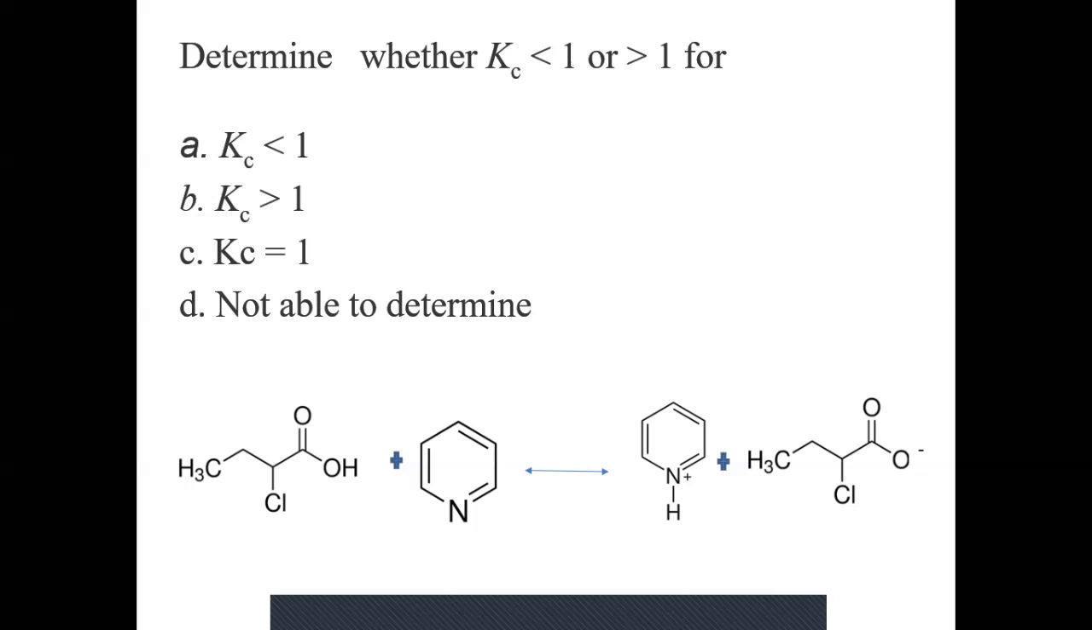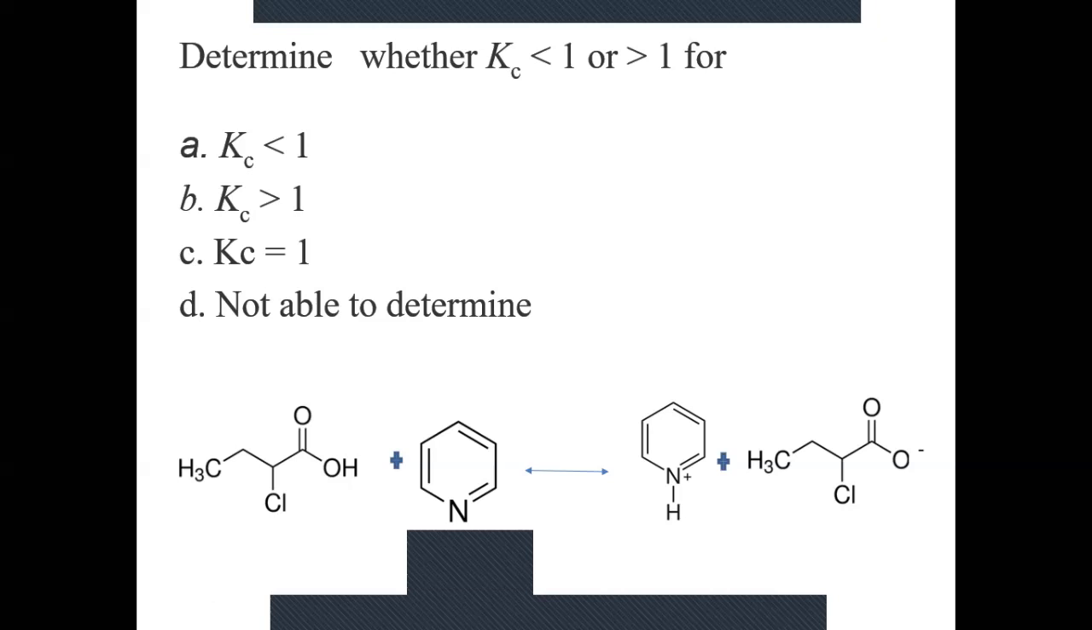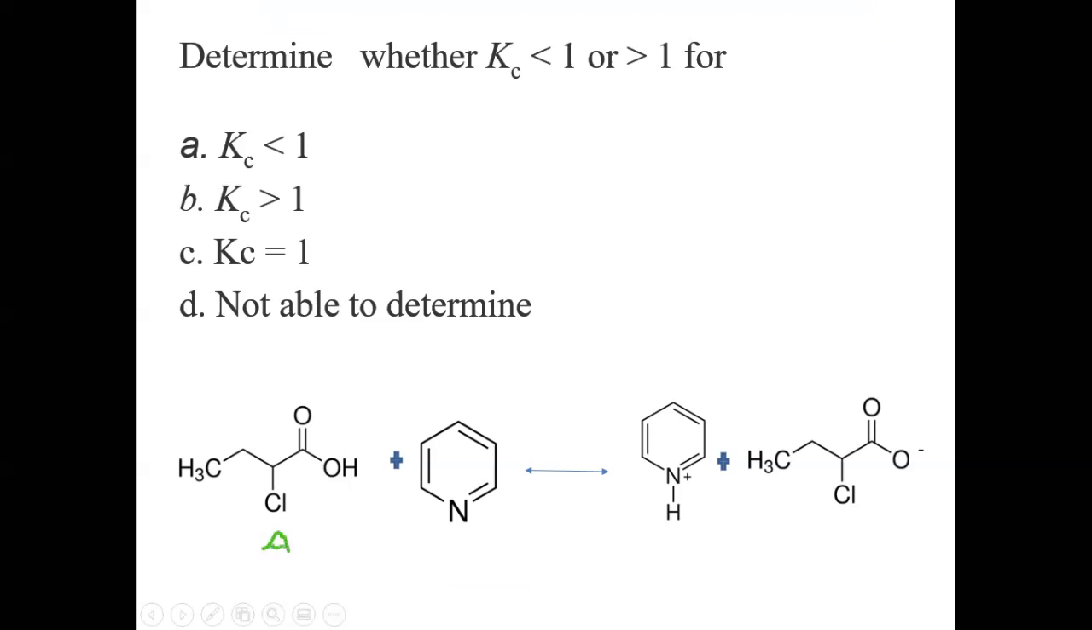All right. So here we have 2-chlorobutanoic acid plus pyridine gives us the pyridinium ion plus 2-chlorobutanoate. And we want to determine whether the Kc would be greater than 1 or less than 1. So pay attention here, this is very important. First off, let's identify the acids. Well, obviously the acid on the reactant side is 2-chlorobutanoic acid, and on the product side it's the pyridinium ion.